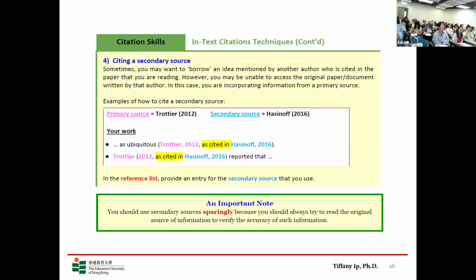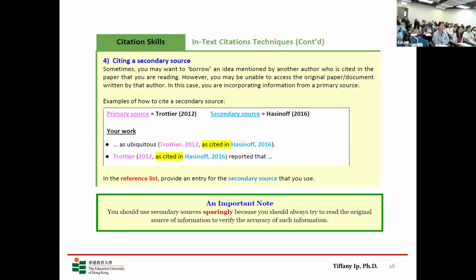I see students reversing the order sometimes randomly. Then people will be clear that you haven't actually read this 2012 directly. You see this from 2016. Okay? So of course, if you get a chance to read that original article, just go ahead and do it, especially if it is not too old.